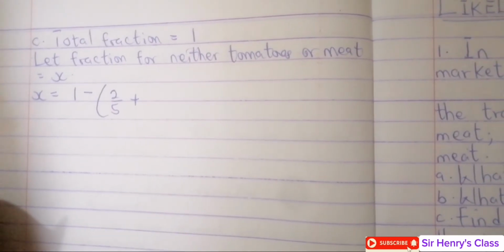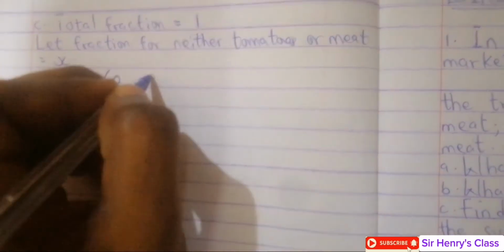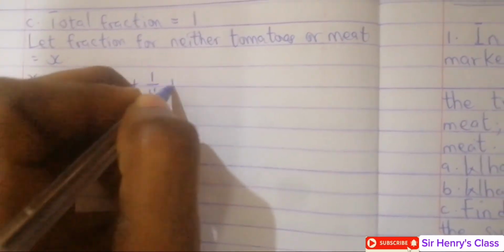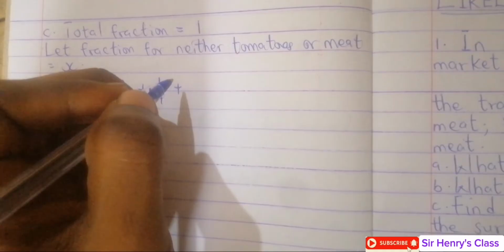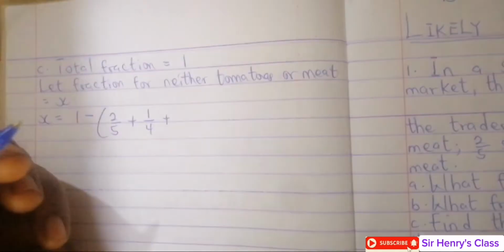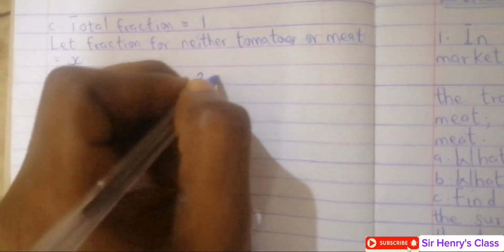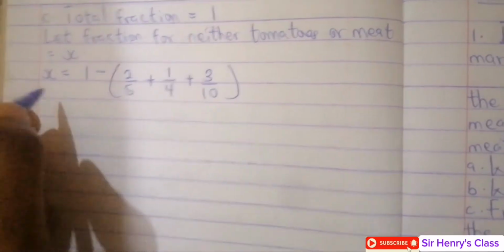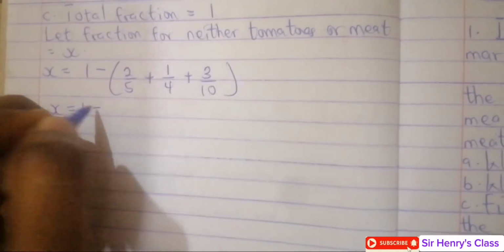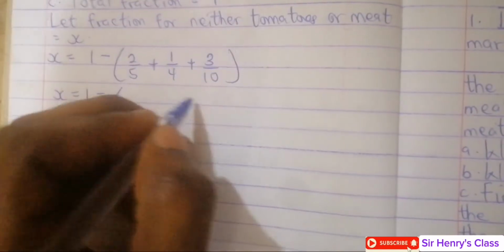Plus those who sell both tomatoes and meat, which happens to be 1 over 4. Plus those who sell only meat, which was 6 over 20 and further reduced to 3 over 10. So we say x is equal to 1 minus, let's simplify what is in the brackets.